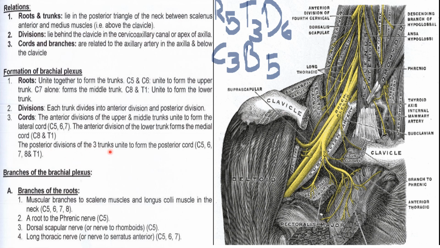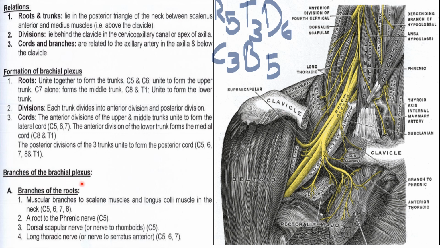Now the posterior divisions of the three trunks unite: the upper trunk, the middle trunk, and the lower trunk. They all unite and make the posterior cord, which is C5, 6, 7, 8, and T1. I find these things harder to remember. Otherwise, understanding is not that difficult. So we saw that, but it's not even that hard.